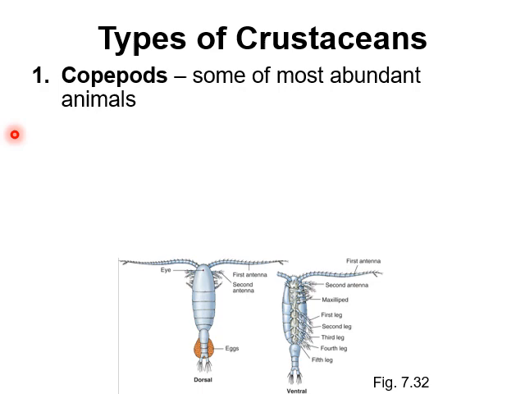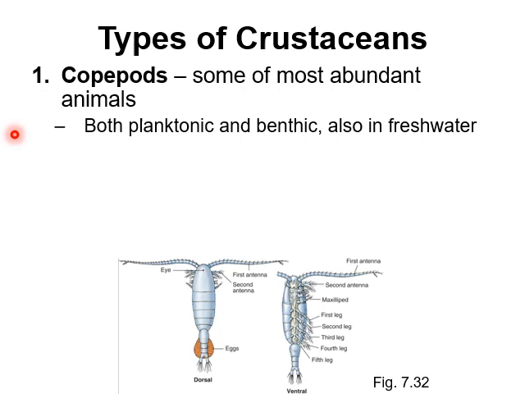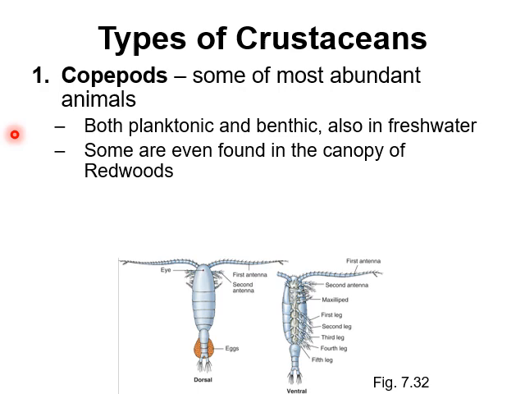These things can be planktonic, meaning that they drift around in the water. They can be benthic, meaning that they hang out on the sea floor. There are some that are found in freshwater. There are some that are even found in the canopy of redwood trees in Northern California. So somehow a type of copepod evolved the specialized use of the canopy of redwoods. And so you find them there, hundreds of feet off the ground inside of redwoods.